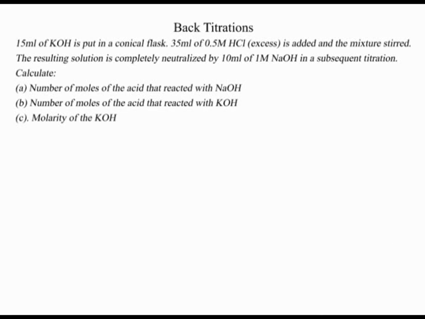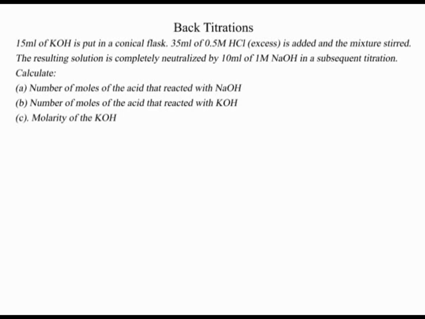15 milliliters of potassium hydroxide is put in a conical flask. 35 milliliters of 0.5 molar hydrochloric acid in excess is added and the mixture is stirred. The resulting solution is then completely neutralized by 10 milliliters of 1 molar sodium hydroxide in a subsequent titration procedure. Calculate 1. The number of moles of the acid that reacted with sodium hydroxide. 2. The number of moles of the acid that reacted with potassium hydroxide. And 3. The molarity of potassium hydroxide.